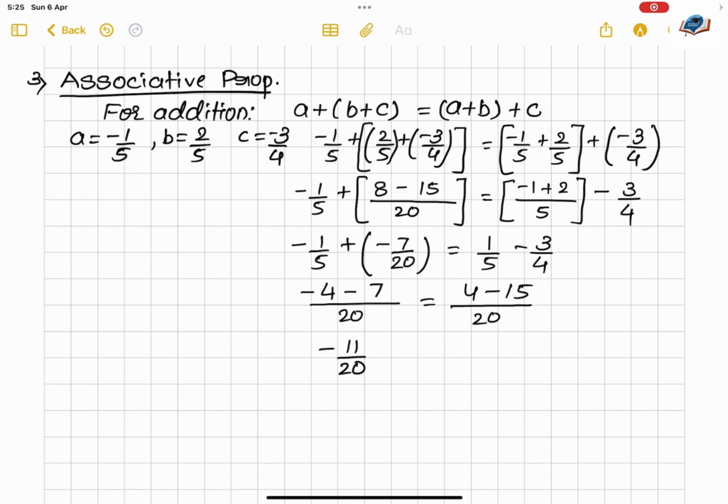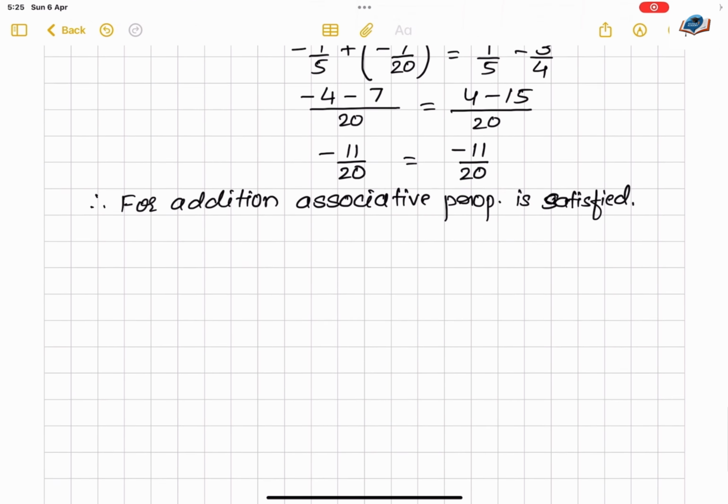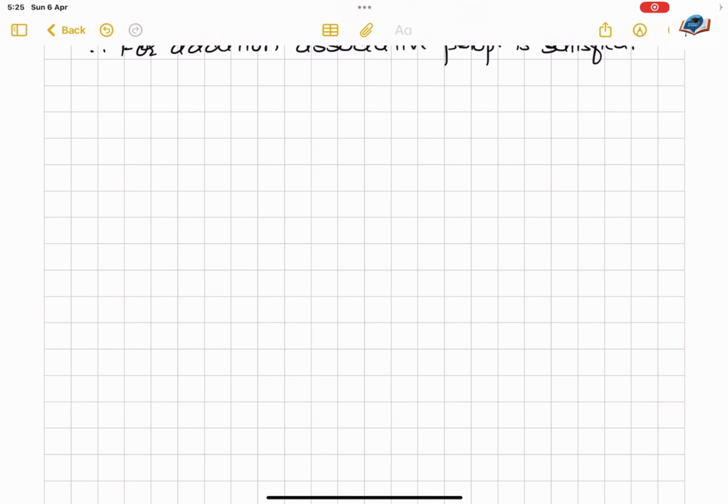So therefore, for addition, the associative property is satisfied. Now, for subtraction, I don't need to check because the commutative property is already not satisfied, so here also it won't be satisfied. We know that, so I am not doing that. Now for multiplication, these two properties will be satisfied only for associative.